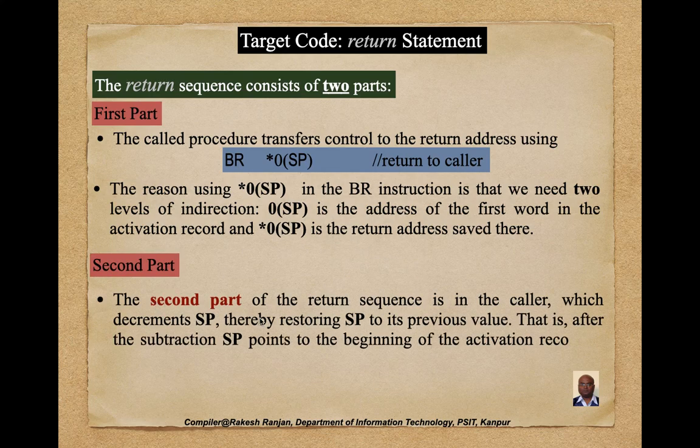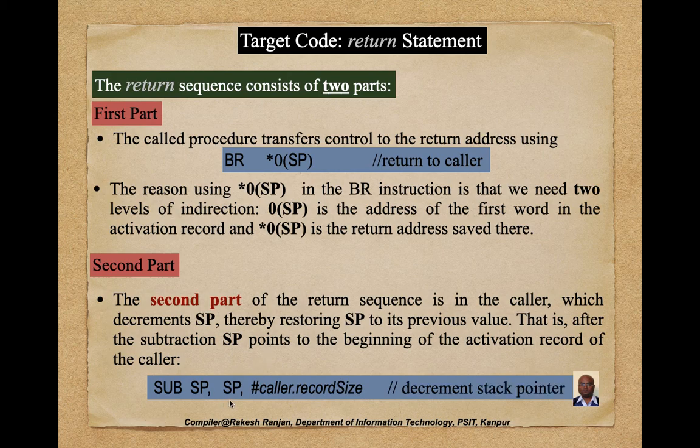The second part of the return sequence is in the caller, which decrements the stack pointer SP. The value of the stack pointer register has to be decreased. Decreasing it is quite simple.